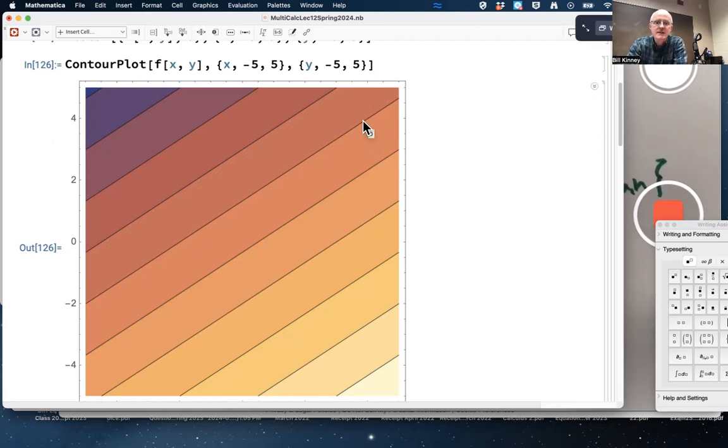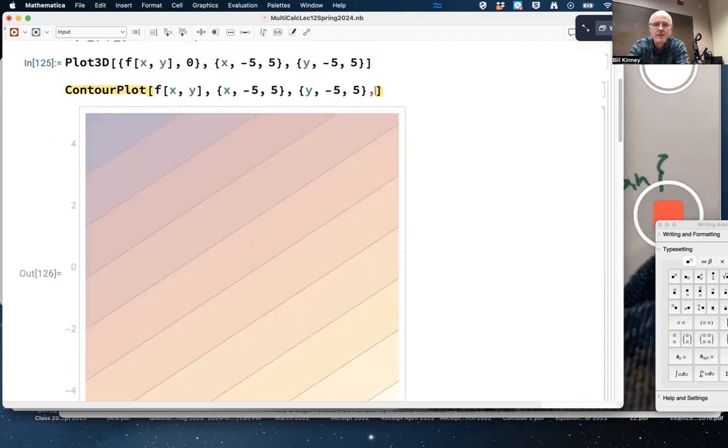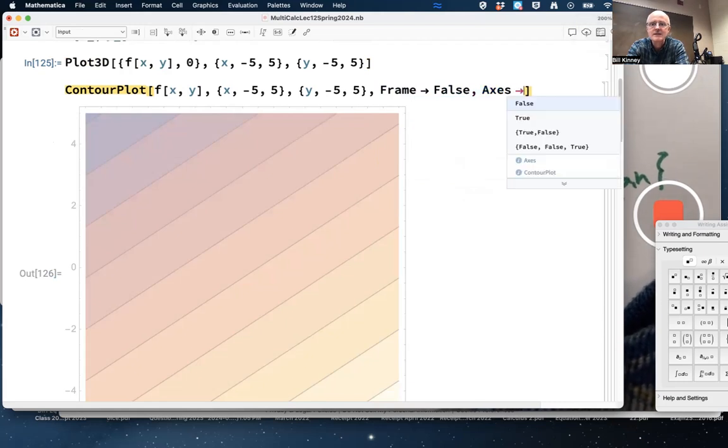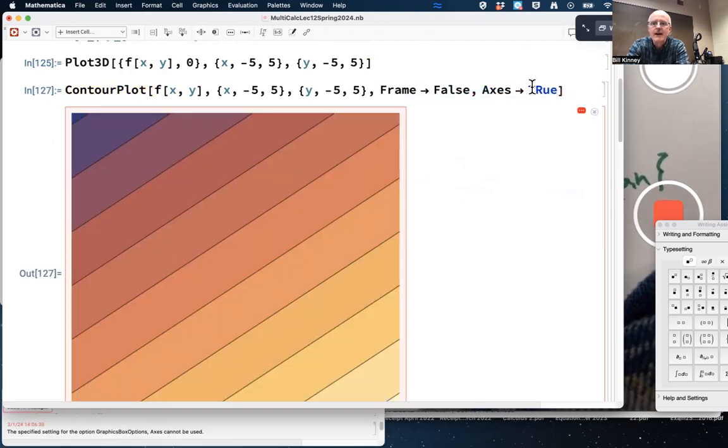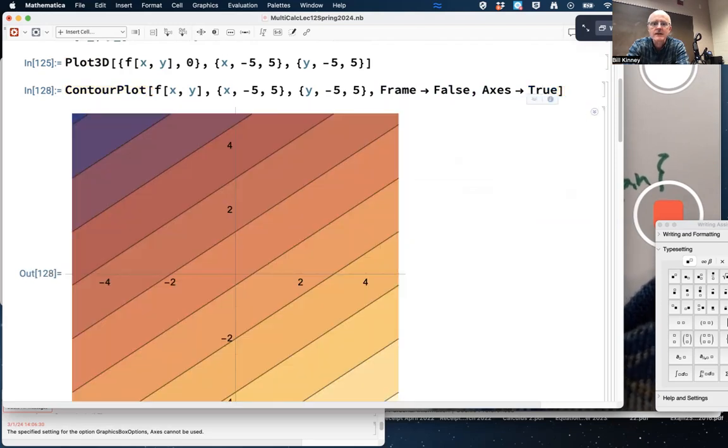The output of 0 is where that original graph crosses the XY plane, in fact. If we get rid of the frame arrow false, and add in axes, and don't make the R uppercase, we can see axes in here. We see that this line where the output is 0 is not through the origin. Looks like the y-intercept might be 1.5 or something.